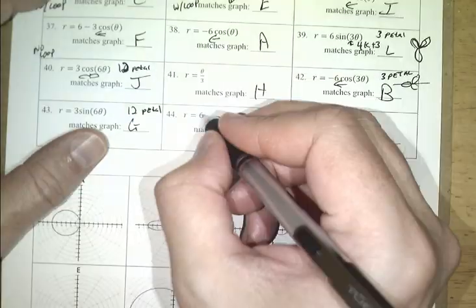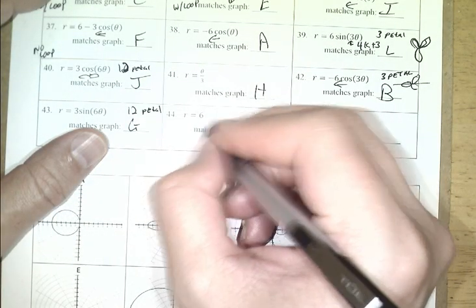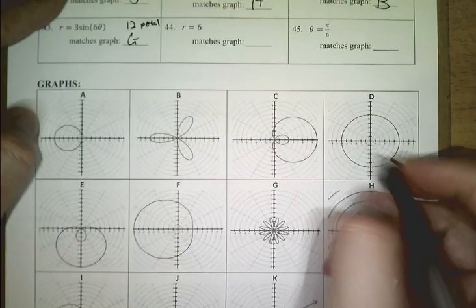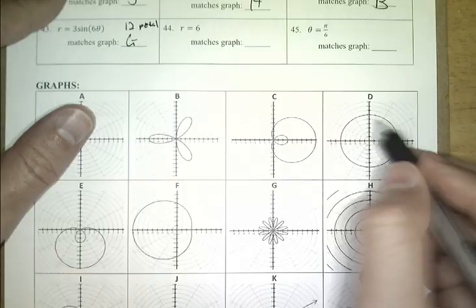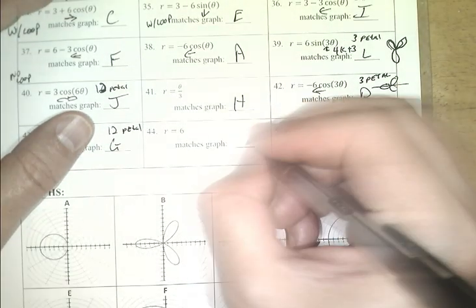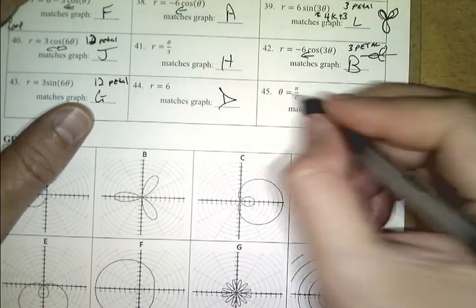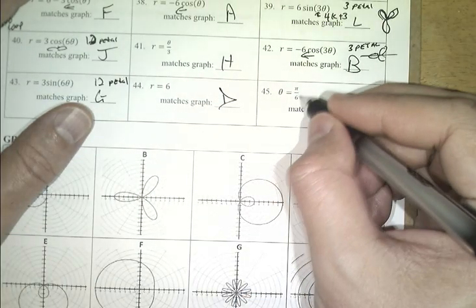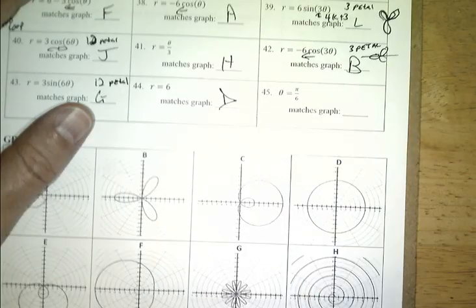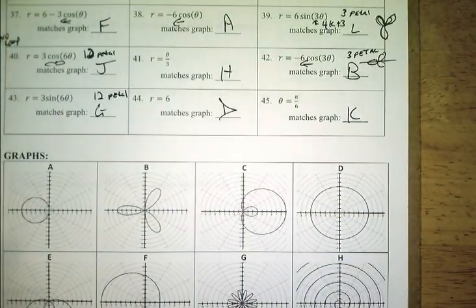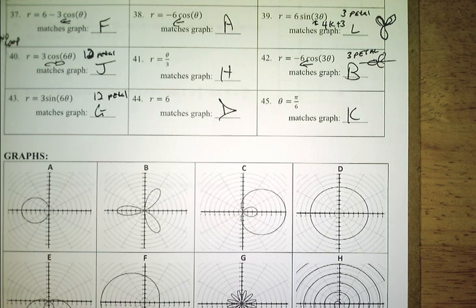r equals 6 is just a circle on the 6 ring of the polar graph, which is D right here. It's on the 6 ring. It's just a circle on the 6 ring. So that one is D. And then theta equals pi over 6. That's just a straight line at pi over 6 right here. So that one's going to be K. Okay, that concludes page 5.